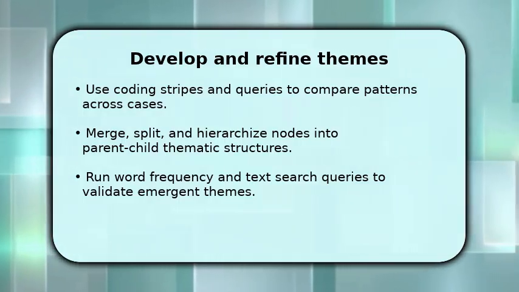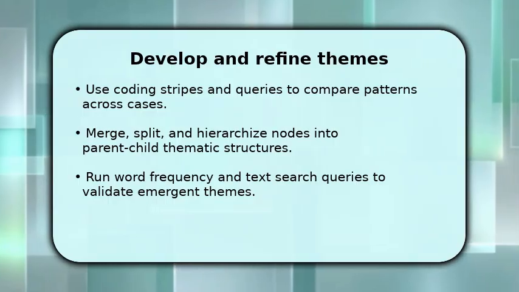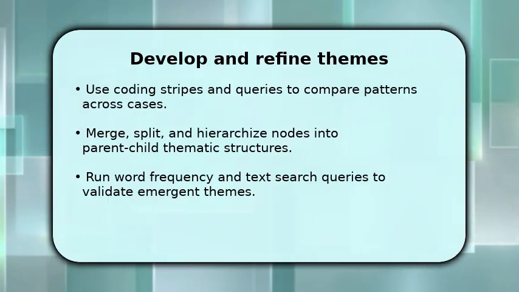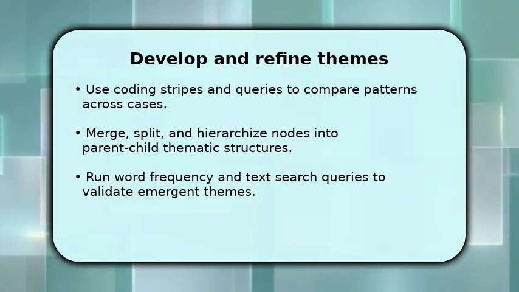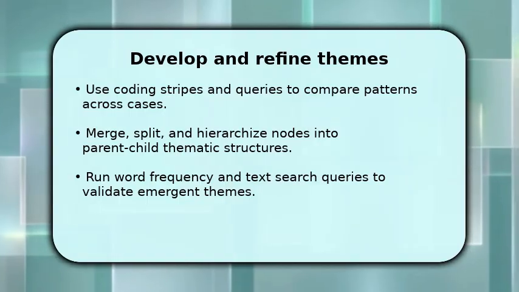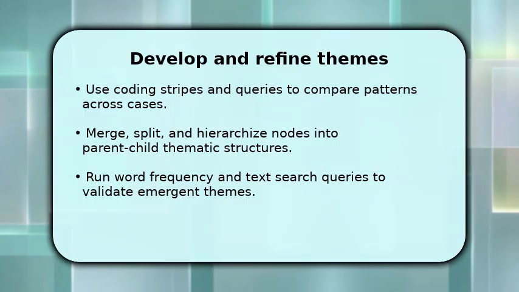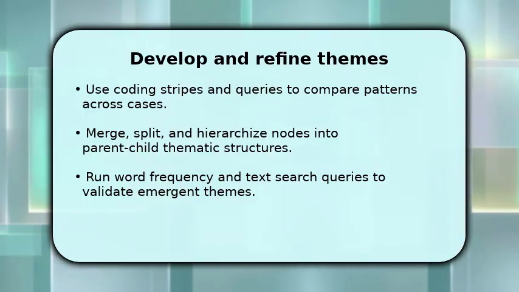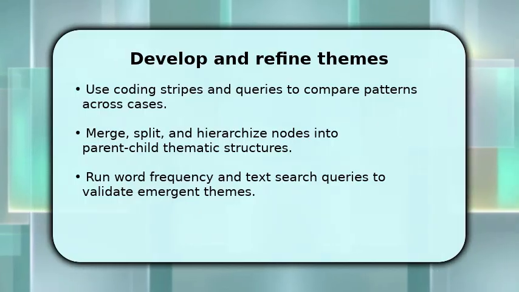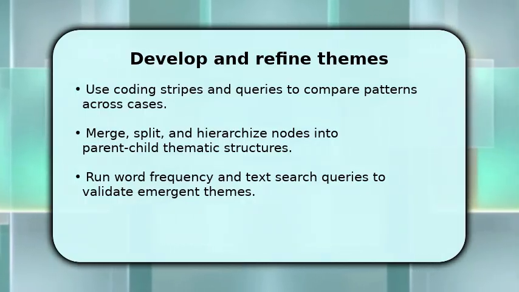When a node is too broad, split it. When several overlap, merge and create parent-child relationships to express hierarchy. Run word frequency and text search queries to validate that your themes reflect the data rather than assumptions. Make sure to memo decisions so you can justify why themes changed as you progressed.